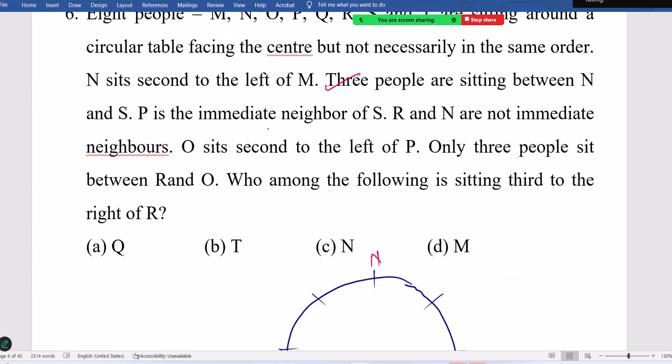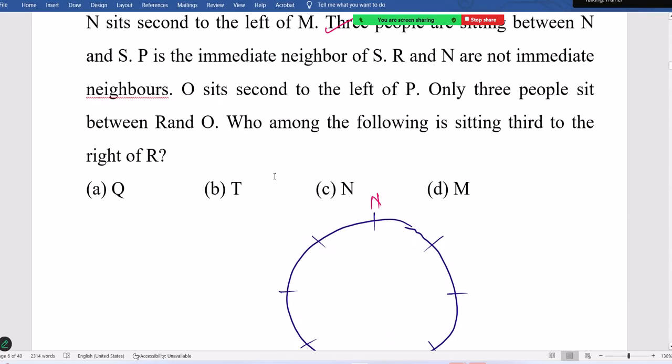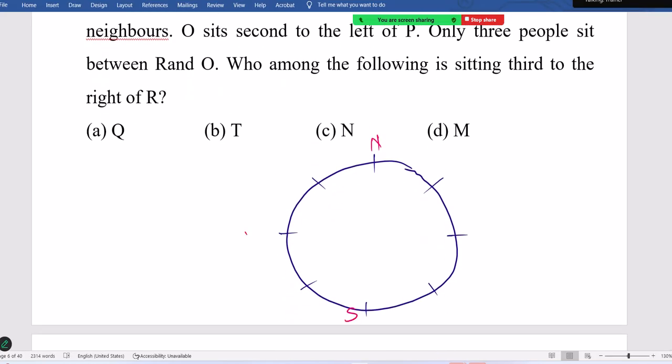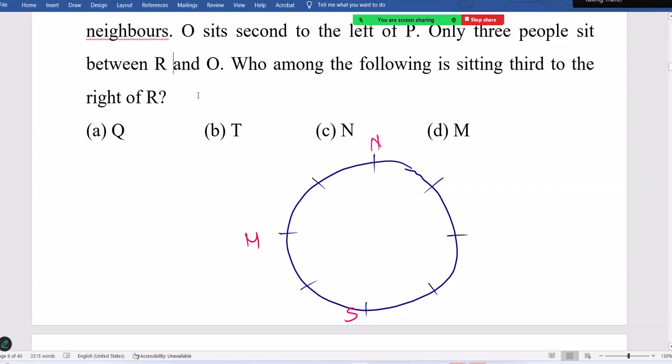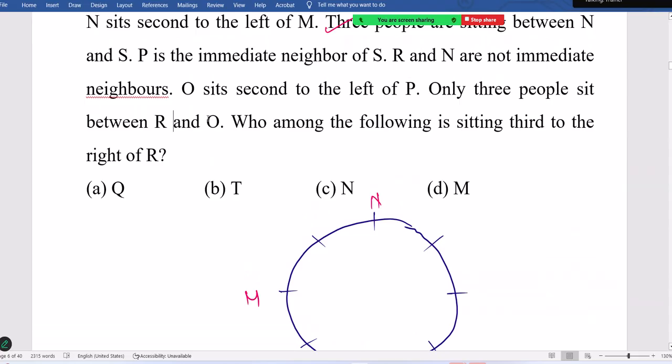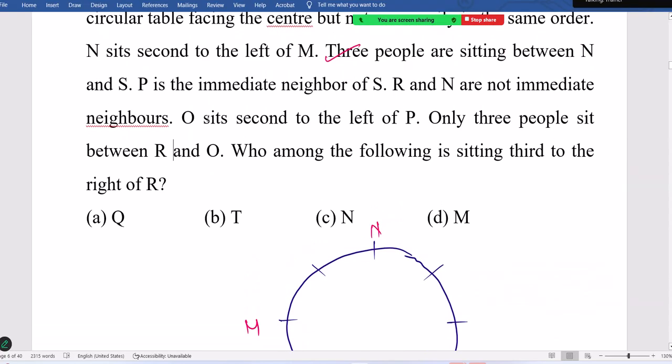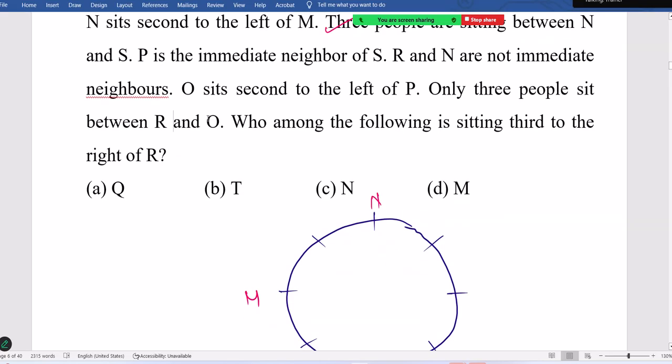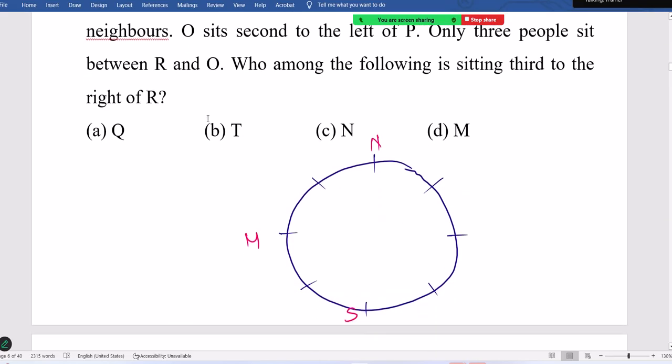Okay. N sits second to the left of M. For M, left side is N, means M must be here. First left, second left, N here. Then only 3 people between R and O. Then R and O are also opposite. Okay, we'll go for that. P has 3 people between N and S. P is an immediate neighbor of S. So it can be this place or it can be this place.